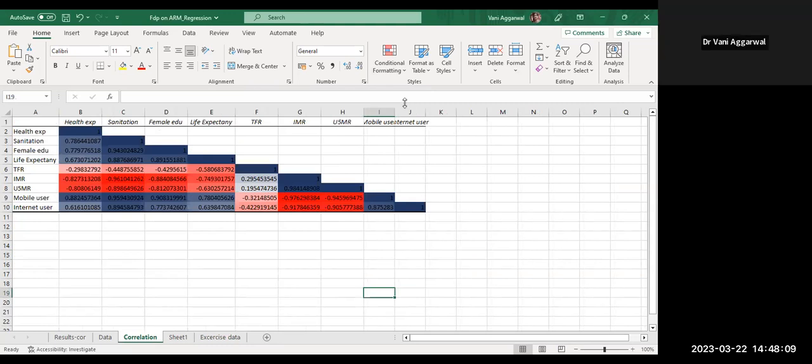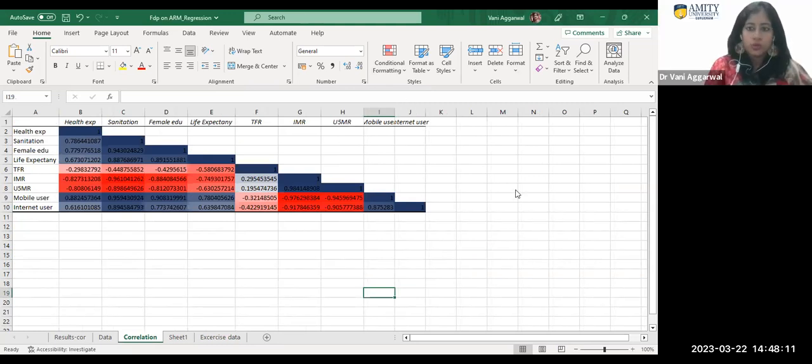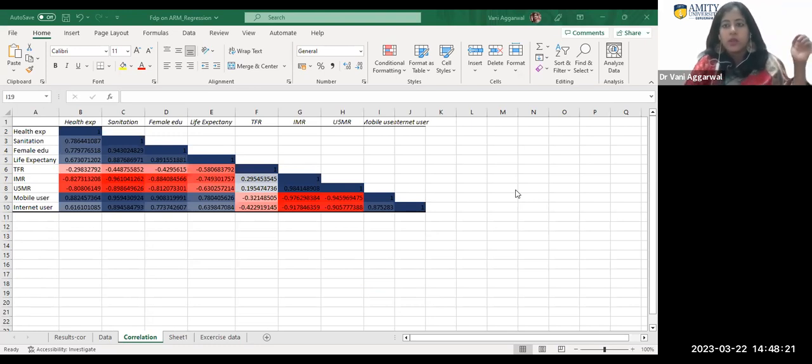Right, so this is how you calculate correlation and how you add conditional formatting. Any question, anyone, on descriptive statistics, on correlation, the steps, anything, Toolpak installation? Any question, anyone? Please tell me.